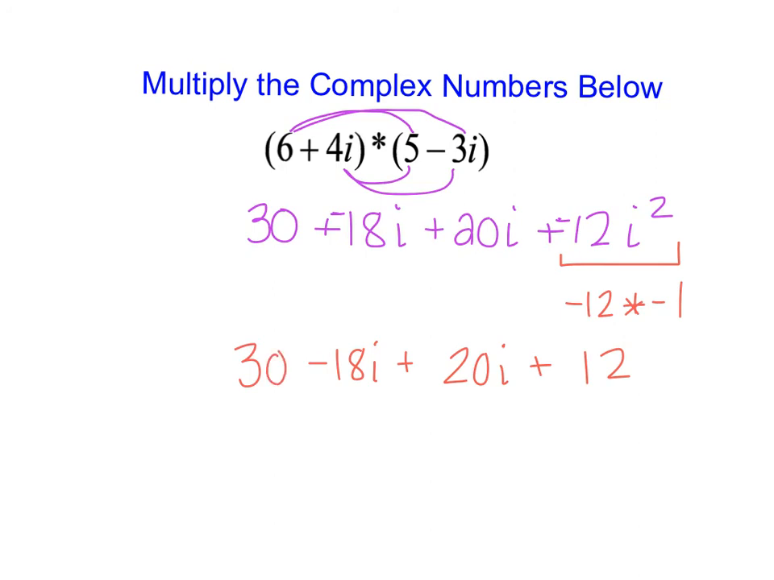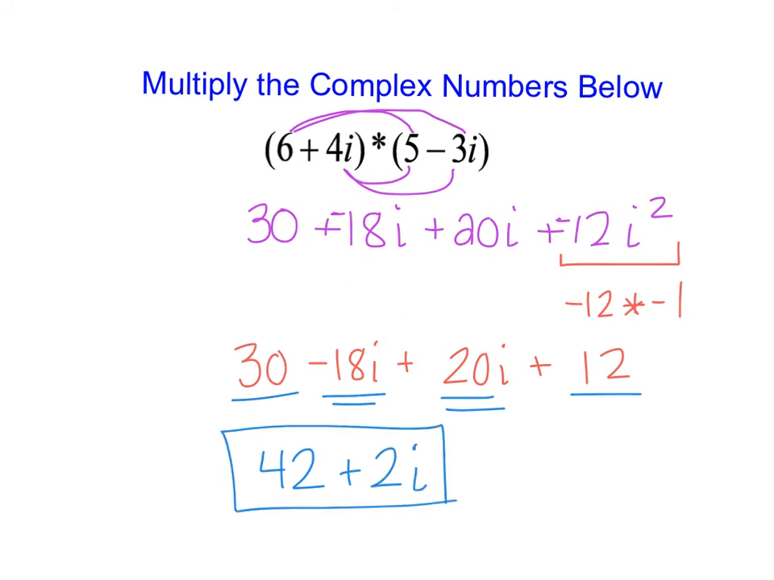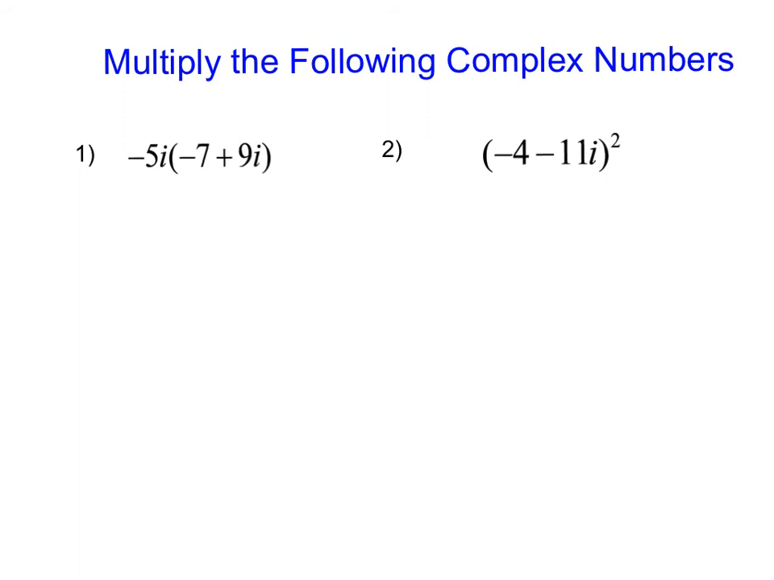That is it. And once we have all of our i values with an exponent of 1, we can combine together our real parts and then our imaginary parts. So here I have 30 and 12, which become 42. And then -18i and 20i, which become a positive 2i. So let's multiply two more of these together.